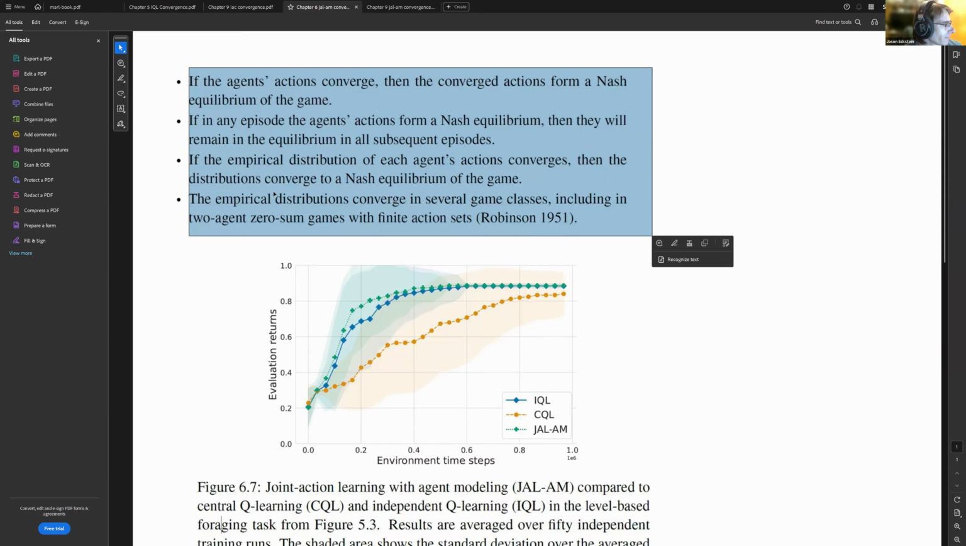Now, the other case is more akin to the agent models: if the empirical distribution of each agent's actions converges. This is a little more like the tabular case, where we're actually counting the actions and averaging them over time. In that case, there are situations where in any given step, what the other agents do will switch.